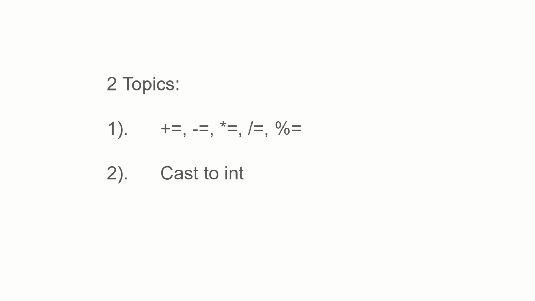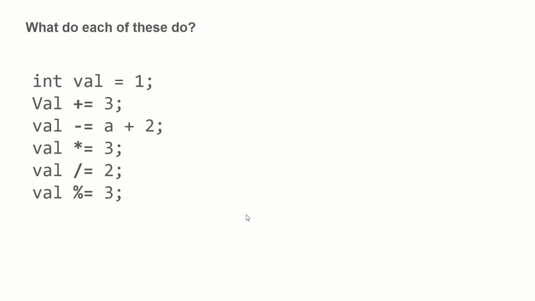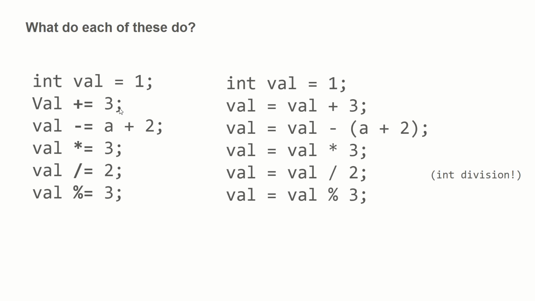Hello everybody, there are two topics for problem set 1b. The meaning of plus equals, minus equals, times equals, divided by equals, mod equals, and also a note about casting to int. So I think you already know that val plus equals 3 is the same as val equals val plus 3. It's just shorthand.